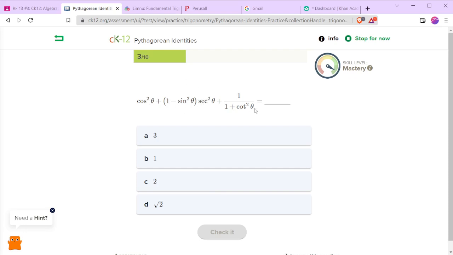Now 1 plus cotan squared is cosecant squared. Cosecant squared is 1 over sine squared. So cos squared plus sine squared plus 1, 1 plus 1 is 2.